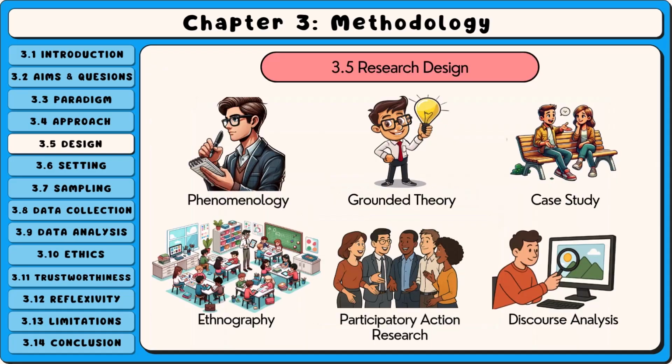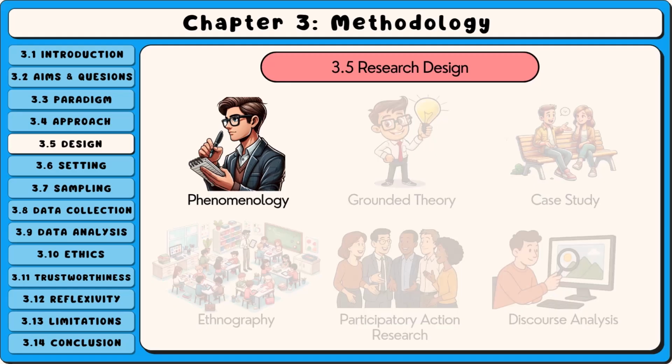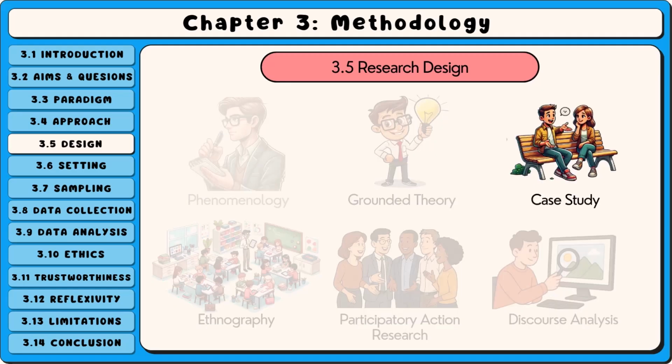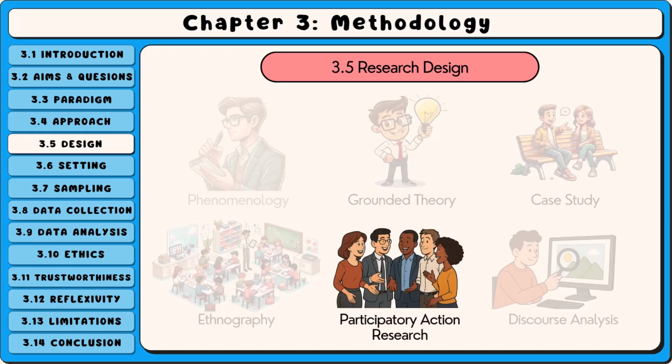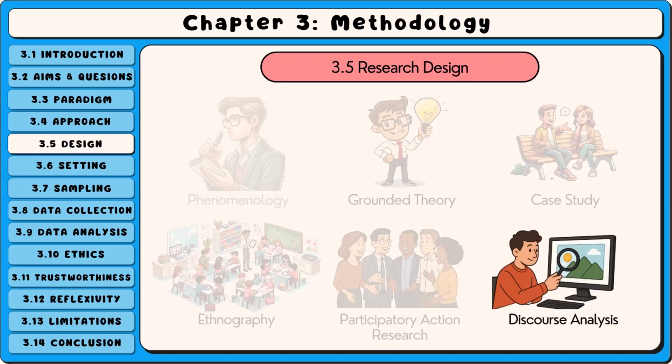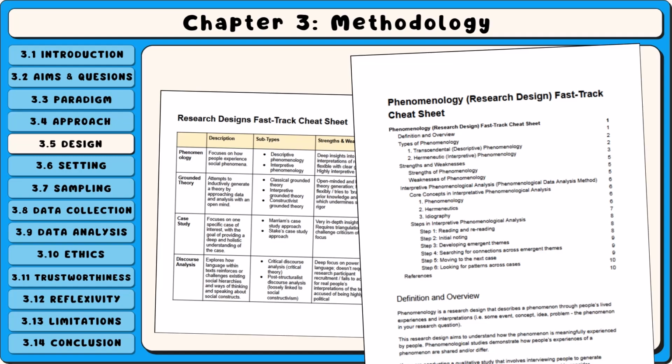There are 6 common research designs in qualitative research, including phenomenology, grounded theory, case study, ethnography, participatory action research, and discourse analysis. All of these are explained in depth in my Fast Track cheat sheets, but here I'll go into a little bit of detail about each one so you have a general overview of the common research designs.